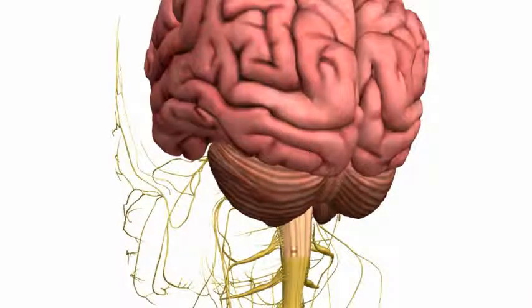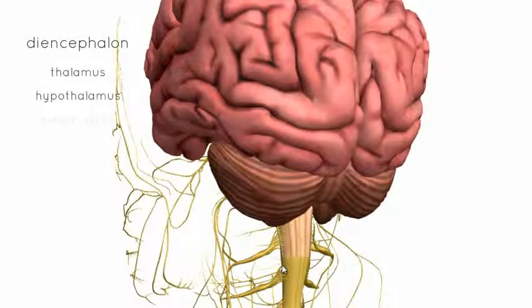So the next part of the brain that we need to talk about is called the diencephalon, and this is the part of the brain that sits on top of the midbrain, and it consists of the thalamus, the hypothalamus, and the pineal body, or the pineal gland.